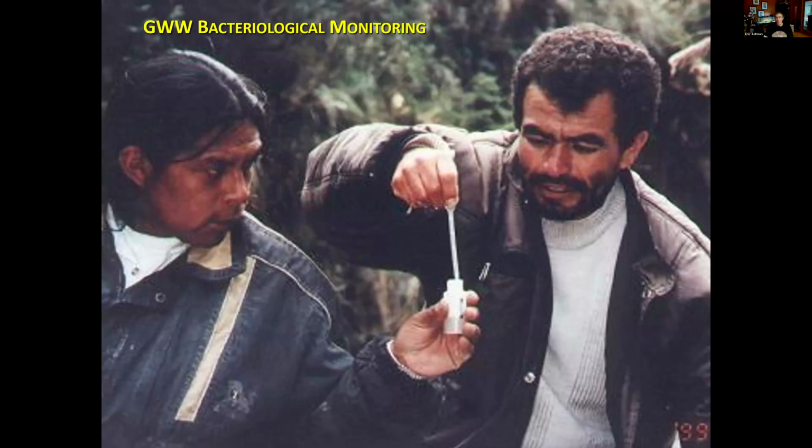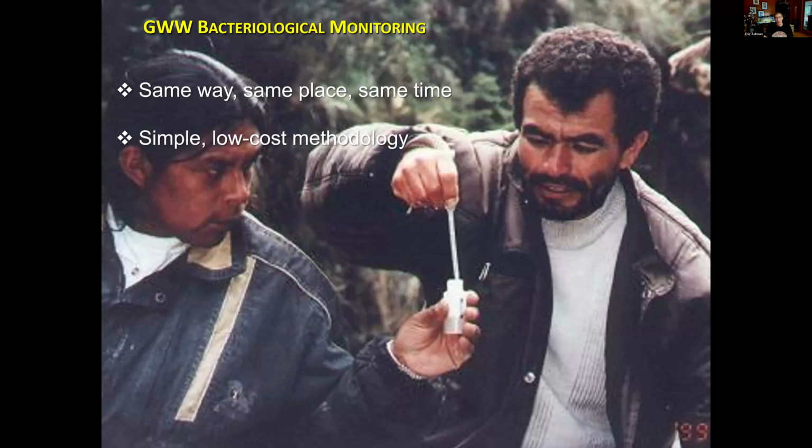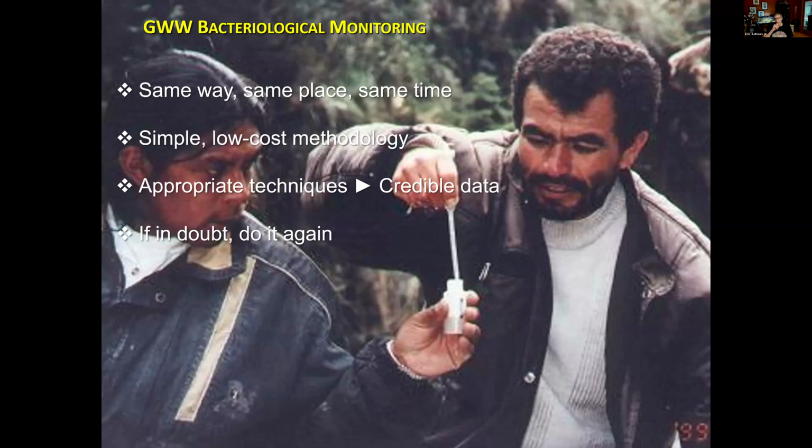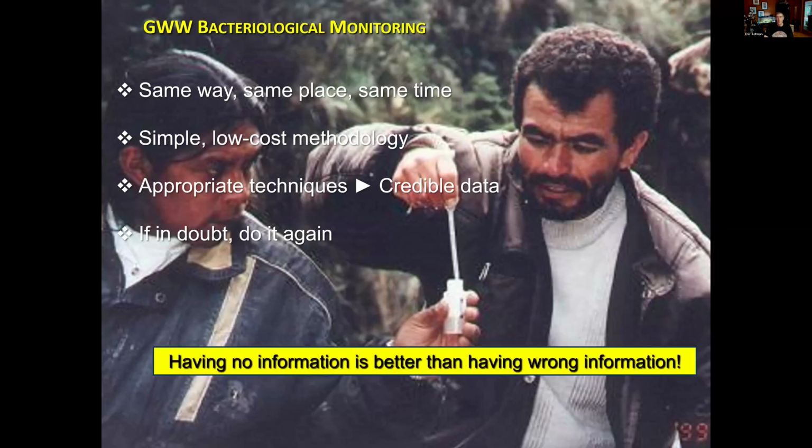So we teach a method, just a simple method. What Global Water Watch advocates is do it the same way, do it at the same location, maintain a consistent schedule. If you are consistent in your methodology, then you can generate credible data. And as always, if in doubt, do it again. So if you think you might have made a mistake in your procedures, just redo that test as opposed to take your best guess at the result.